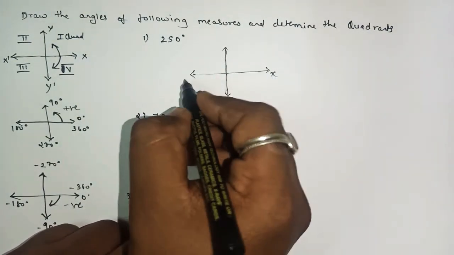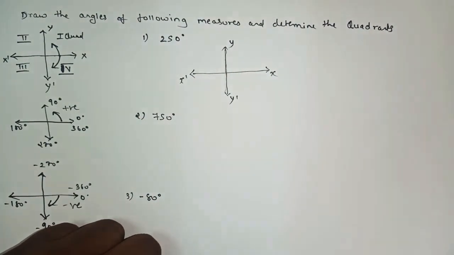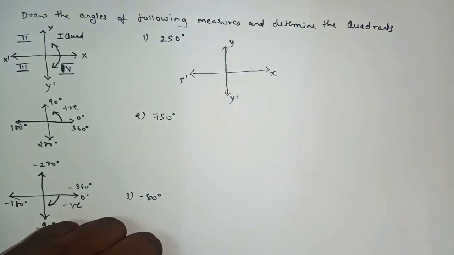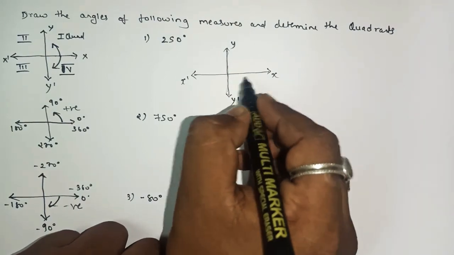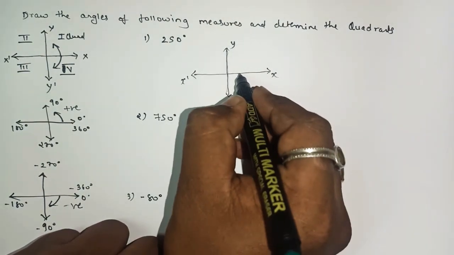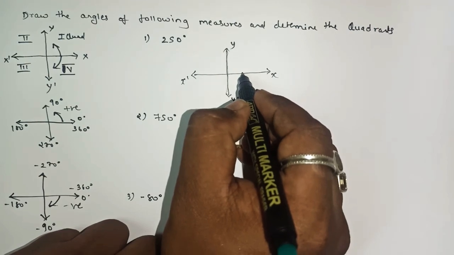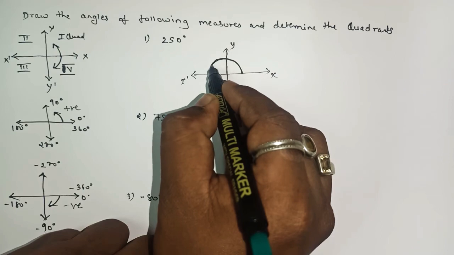This is x dash, y, and this is y dash. We have to draw the angles of the following measure and determine the angle. Simply, you will show the x and y quadrant. As this is a positive angle, it will start rotating from here, yes or no?